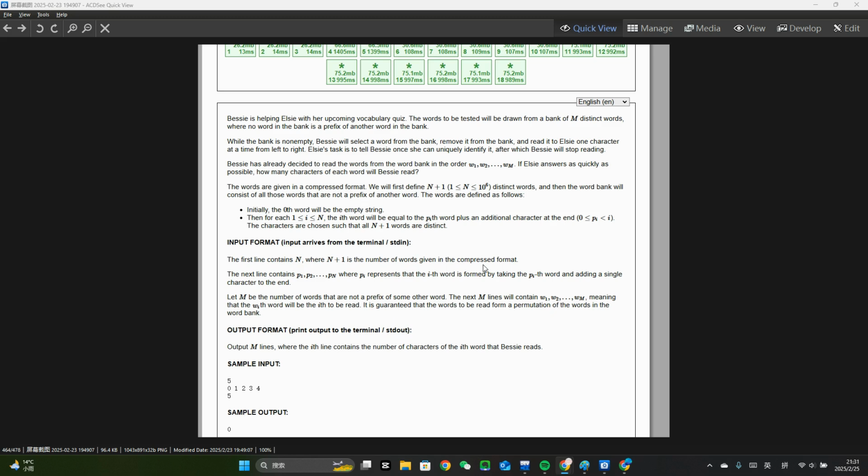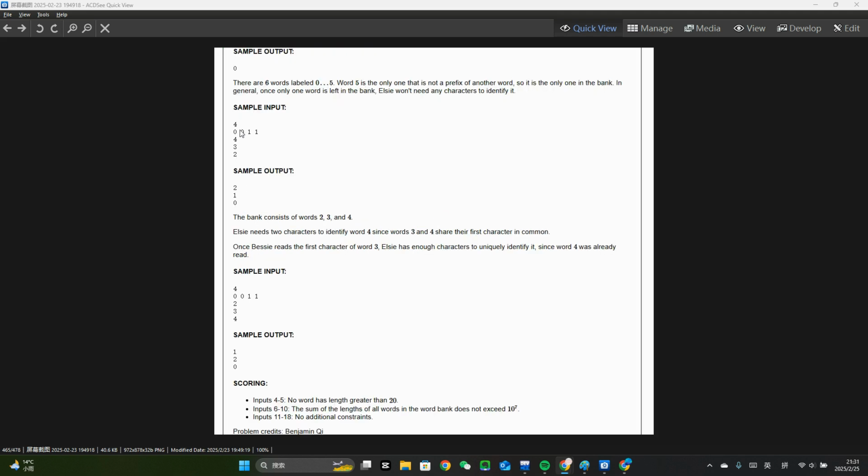And now that you got these M words through the array P, you're trying to figure out, if all the words are read to you from front to back in the order W1, W2 to WM, how many letters of the ith word would need to be read so that you can uniquely determine what the ith word is. Say for this sample, the first word is the 0th word plus a character, the second word is also the 0th word plus a character, and the third and fourth words are both the first word plus a character. So the three words that are not a prefix of anything else are 2, 3, and 4, because obviously 1 is a prefix of 3 and 4.